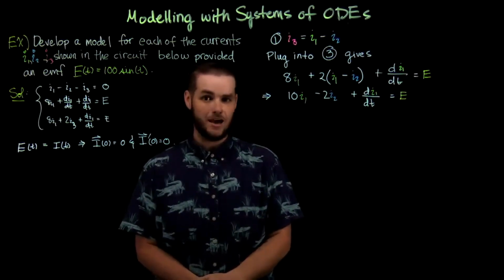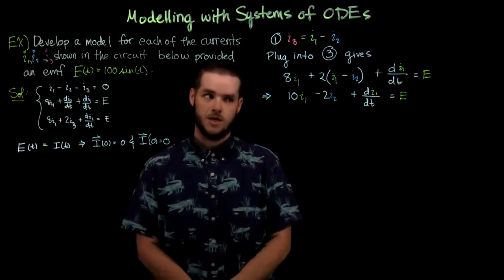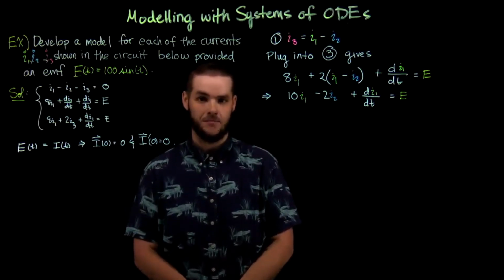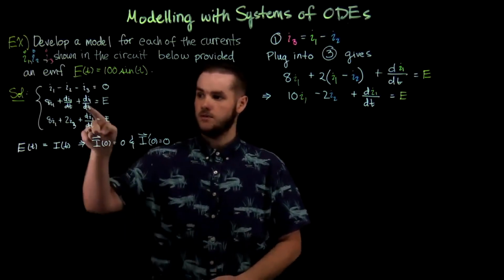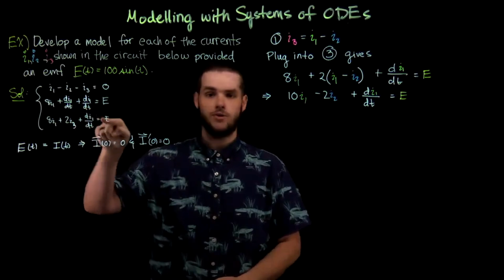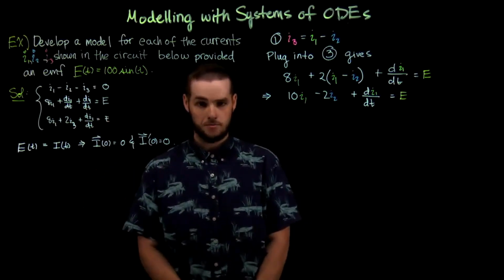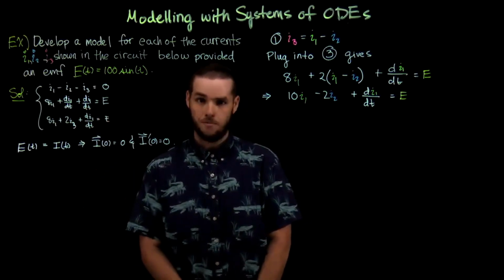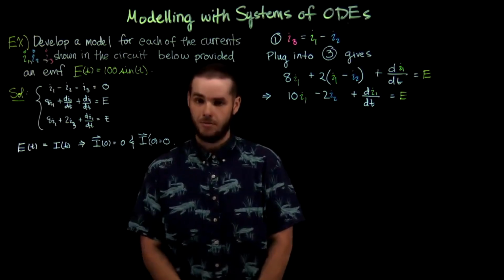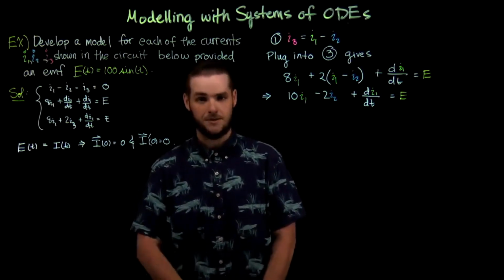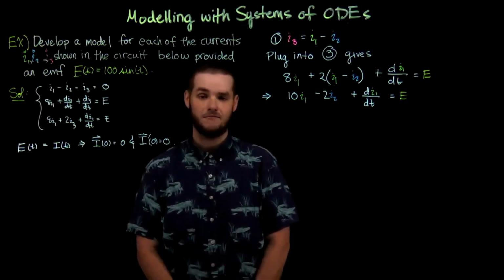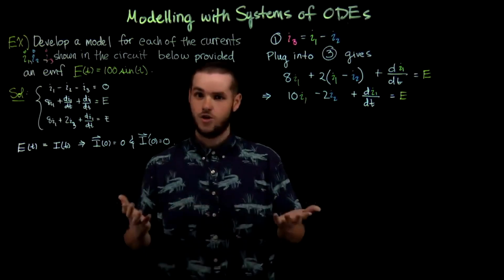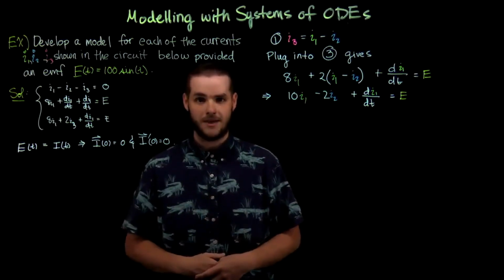When I plug it in, I now have 10I1 minus 2I2 plus dI/dt equals E. You'll now notice that both equation 2 and 3 are only in terms of I1 and I2. So I have reduced my 3x3 system into a 2x2 system, but it's now a system of differential equations. So let me clean up the board and I'll rewrite that system.